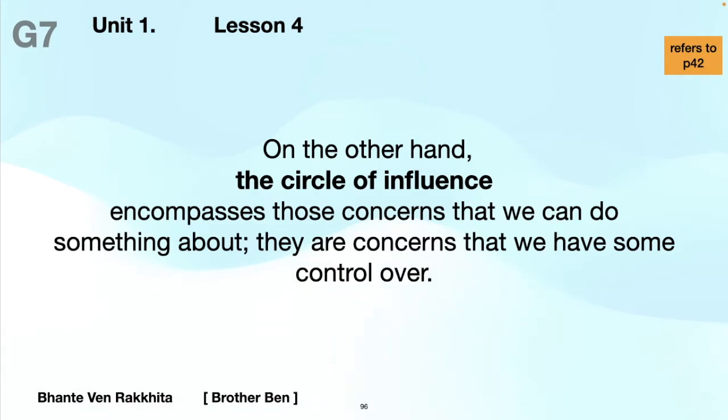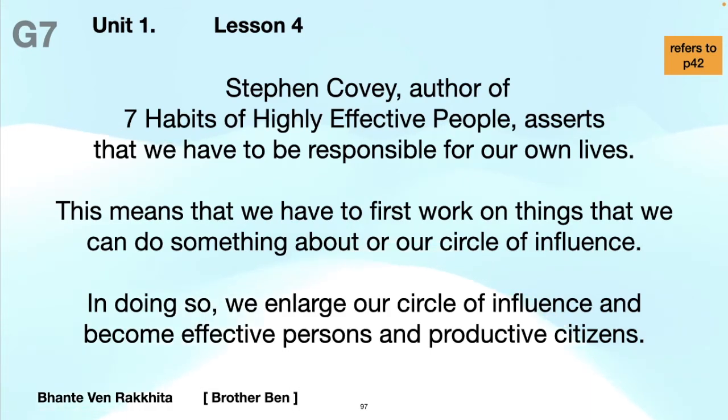On the other hand, the circle of influence encompasses those concerns that we can do something about. They are concerns that we have some control over. Stephen Covey, author of 7 Habits of Highly Effective People, asserts that we have to be responsible for our own lives. This means that we have to first work on things that we can do something about, or our circle of influence. In doing so, we enlarge our circle of influence and become effective persons and productive citizens.